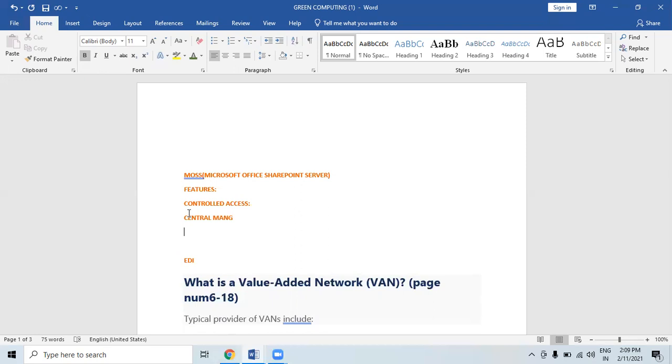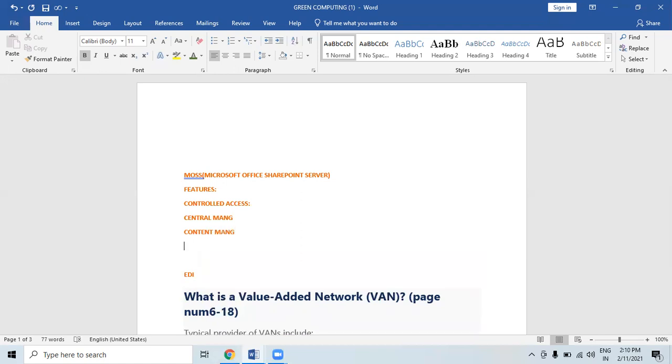Then third is content management. Here master page and page layout include templates which provide a consistent look to the content. MOSS includes the feature and provides a consistent look to one's content. One can also publish content from one area to another. So in content management, master page and page layout are included.